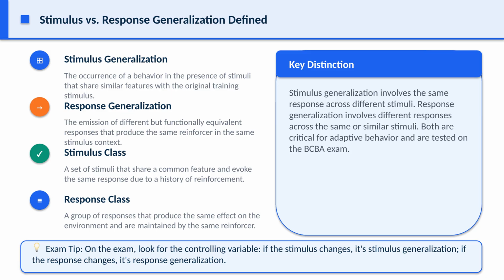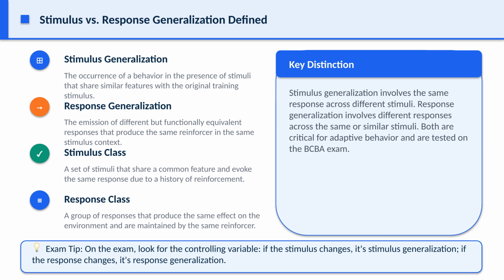Now, let's clarify the critical distinction between stimulus and response generalization, both of which are foundational for the BCBA exam under task list item B.14. Stimulus generalization occurs when a behavior happens in the presence of new stimuli that share features with the original training stimulus. So a child who learns to say dog when seeing a neighbor's golden retriever may also say dog when seeing a different breed, because those stimuli belong to a common stimulus class that evokes the same response.